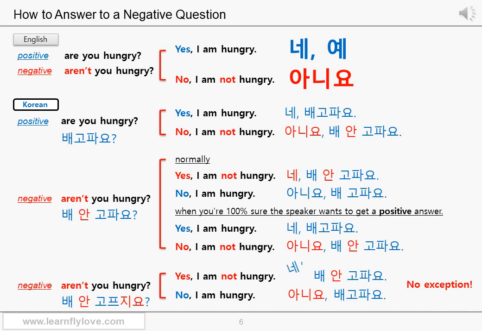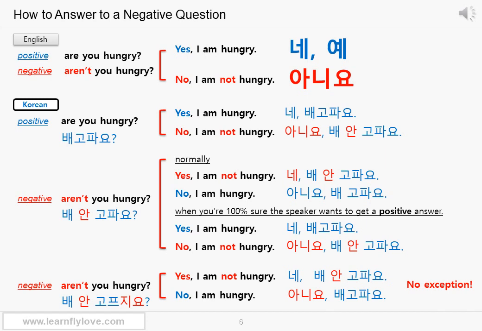So you can answer, yes, you are correct. I am not hungry. 네, 배 안 고파요. Yes, I am not hungry. And no, you're wrong. I'm hungry. 아니요, 배 고파요. No exception for this case, okay? Very confusing, isn't it? So just remember these two things.